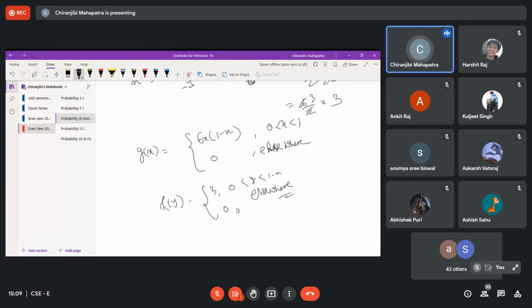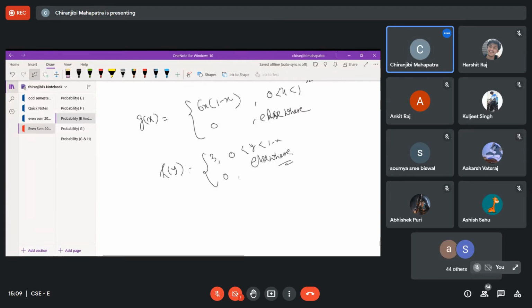So this is your g(x) and h(x). Here, what is given for you to find out whether they are independent or not? Okay. So in between these two, what will be the value of g(x) into h(y)?